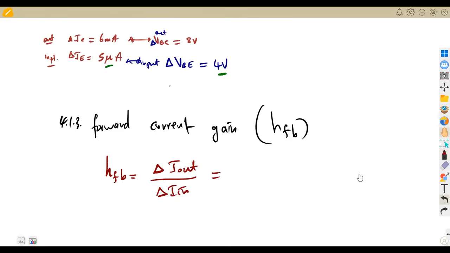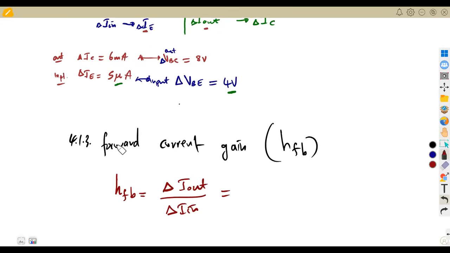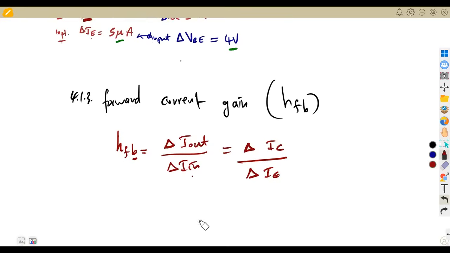But remember, for a common base, the output current is the collector current. So you're going to talk about the change in collector current over the input current, which is the emitter current at that moment. So we are going to use the emitter current at the input. So that's it. We are going to calculate our forward current gain. So let us just substitute our values.